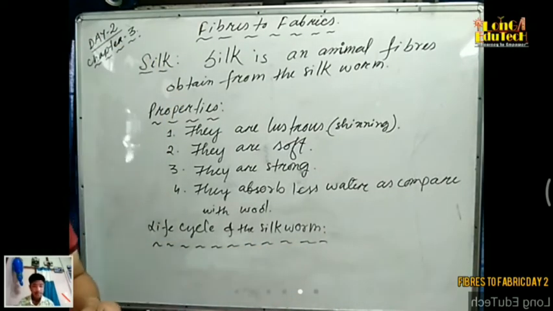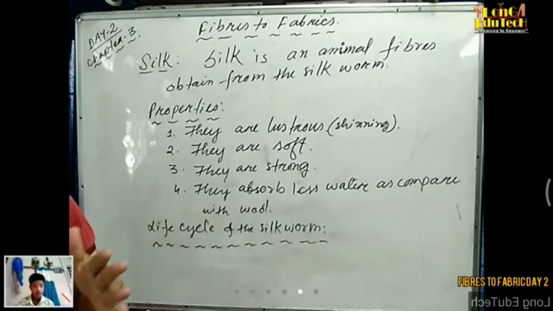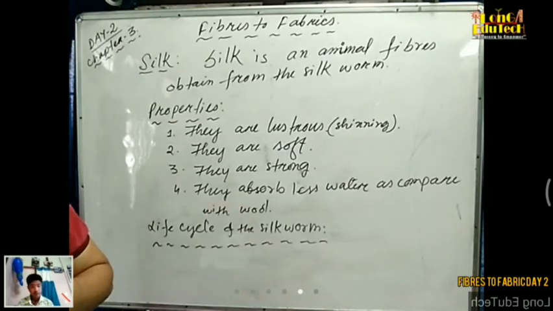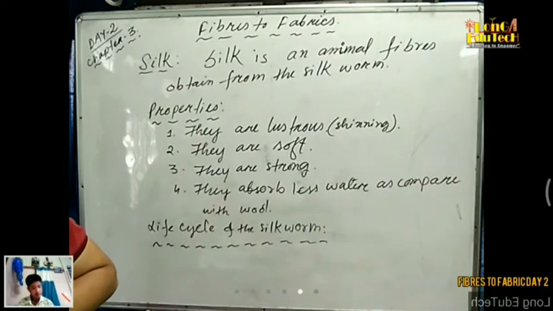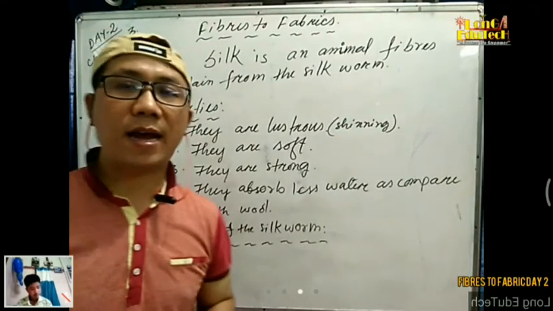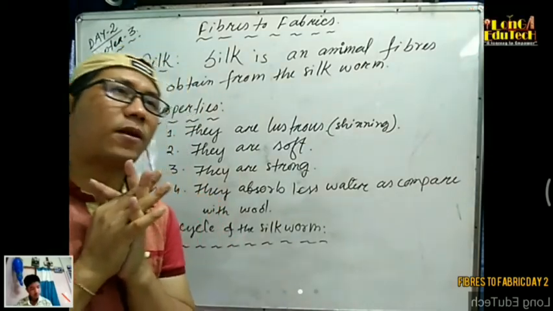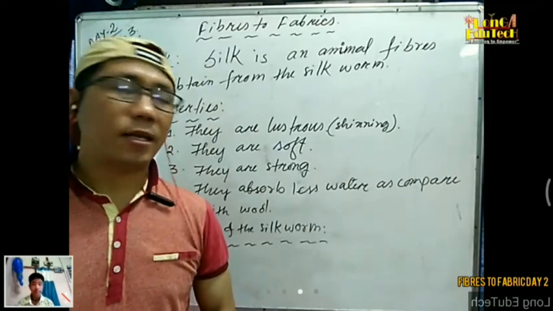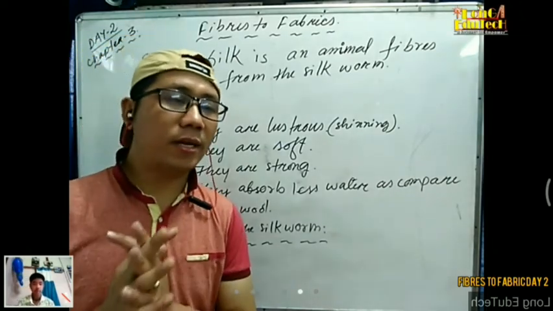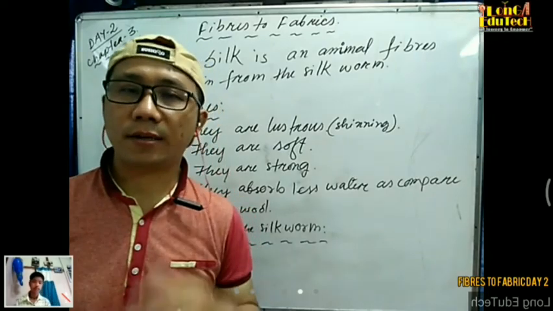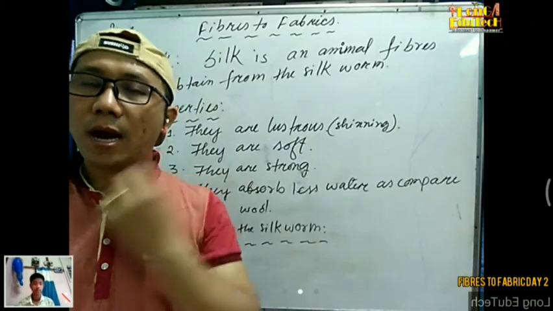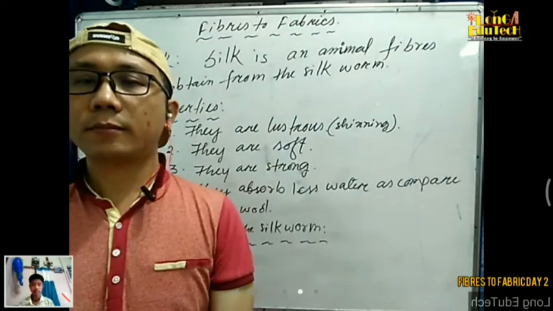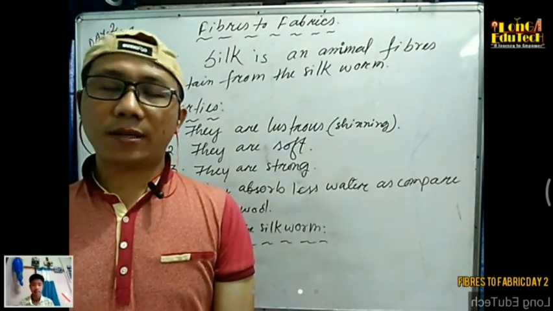First of all, we have to know that there are different stages of the silkworm. From the adult moth, just like butterflies, they lay the eggs. The egg hatches and becomes a caterpillar, and this caterpillar feeds on mulberry leaves.